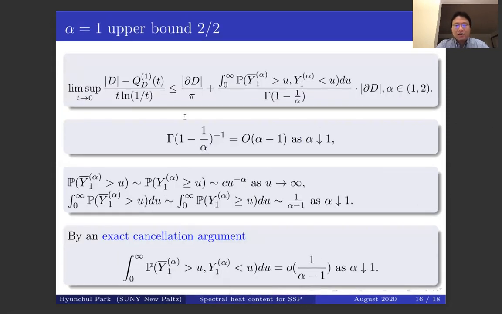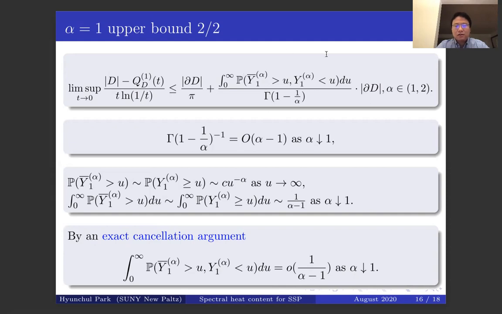And using this idea of subordinate killed Brownian motions, we want to prove that this term converges to 0. The gamma function is big O of alpha minus 1. But this is a delicate part, and this integrand is of the same order, so that this integral is asymptotically equal to 1 over alpha minus 1. So they don't cancel out each other nicely.